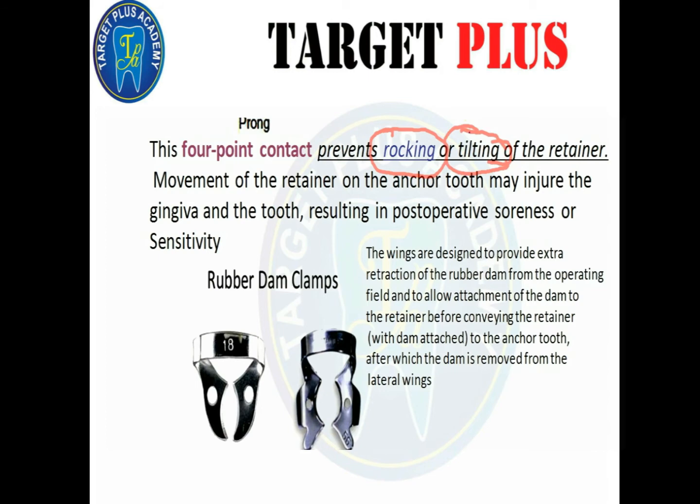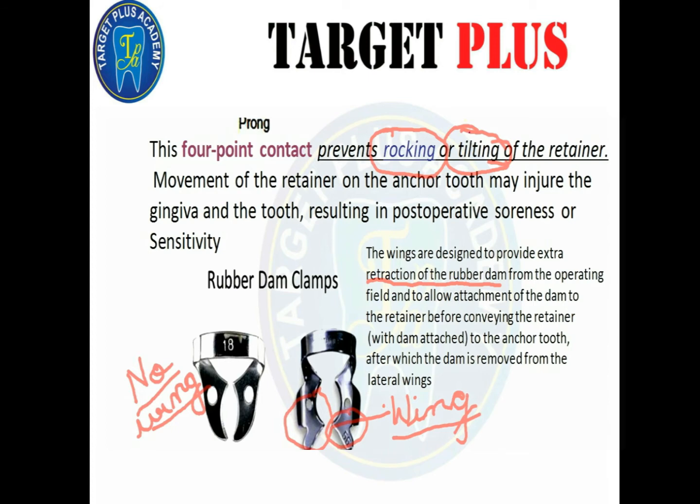Now these rubber dam clamps can be with wings or without wings. Now you can clearly see this number 18 is showing no wings, and this is with wings. Now the wings are designed to provide extra retraction of the rubber dam from the operating field.